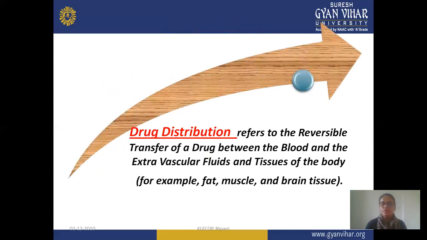Drug distribution refers to the reversible transfer of the drug between the blood and the extravascular fluid and tissue of the body. Means distribution is a reversible process from one compartment to another, that is the transfer of drug from blood to any extravascular tissue or fluid of the body. Fat, muscle, and brain tissue are examples of this distribution process from one compartment to another.